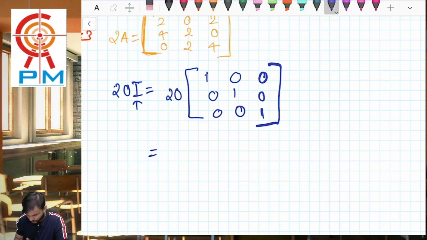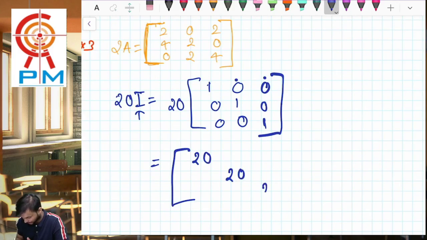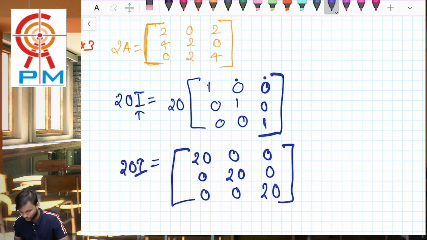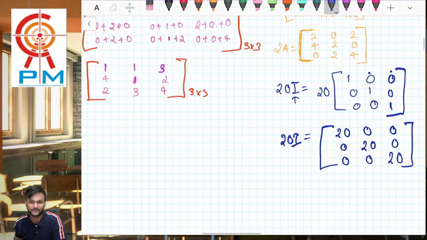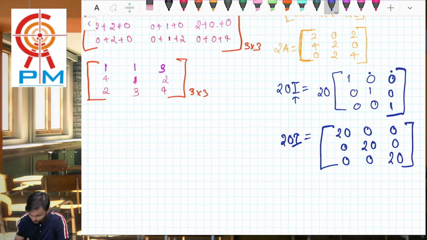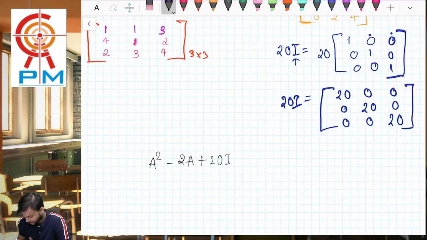Yeah, and now the same process that we did over here, and remember that since the entire term is 0 except the diagonal, what I'm going to get is the diagonal element as 20 and the rest as 0. So this is my 20I. And so now I have all the ingredients that I wanted to make my paneer bhurji, not paneer bhurji. I wanted to find A square minus 2A plus 20I, is that equal to 0 or not?